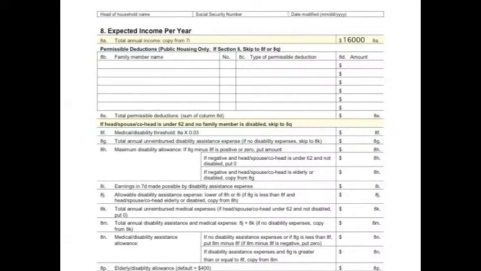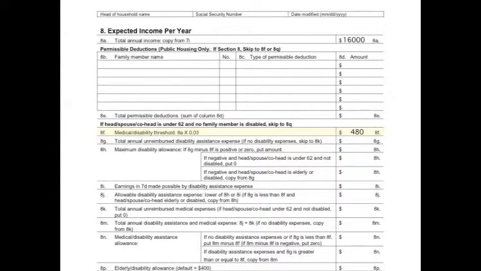If the head, spouse, co-head is under 62 and no family member is disabled, skip to 8Q. Well, John is elderly and his daughter is a person with disabilities. So we're going to continue this calculation on 8F. On 8F, our medical and disability threshold, the form tells us to take 8A times 0.03. So let's take 16,000 times 0.03. On 8F, we should have an answer of $480.